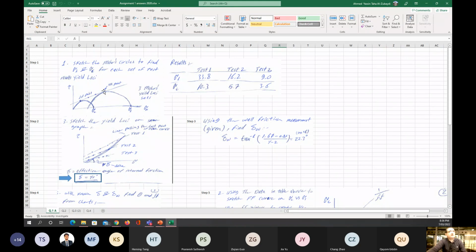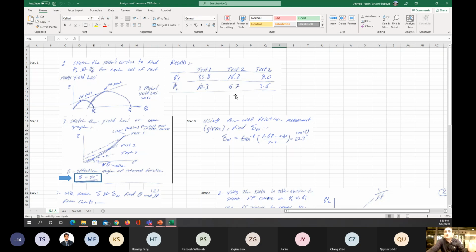Make the Mohr circles, and the intersection of the far side of the Mohr circle is going to give me sigma 1 and the sigma c. So we are going to have the sigma 1 for day 1, day 2, day 3, and the sigma c for the day 1, day 2, and day 3.